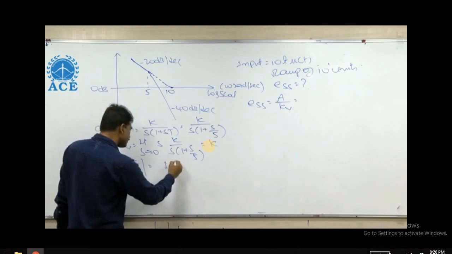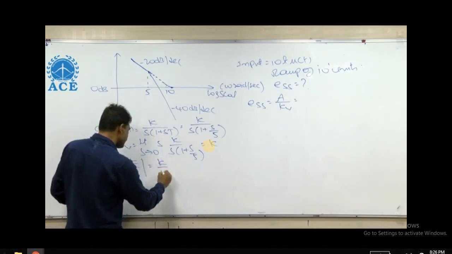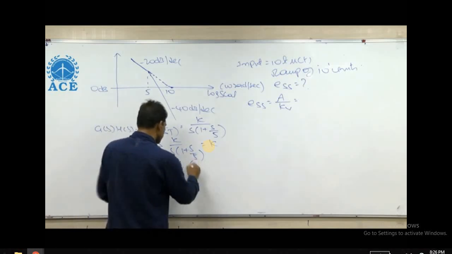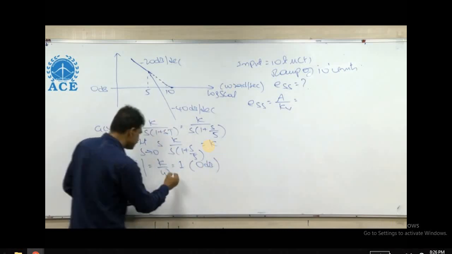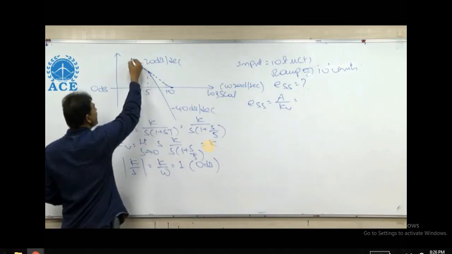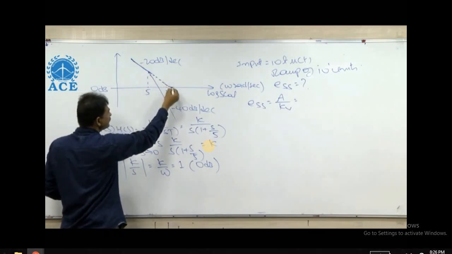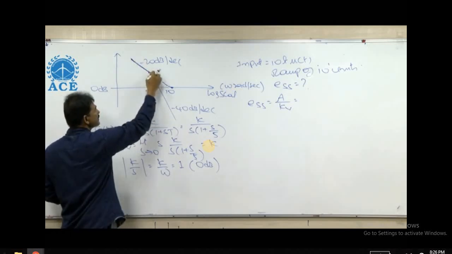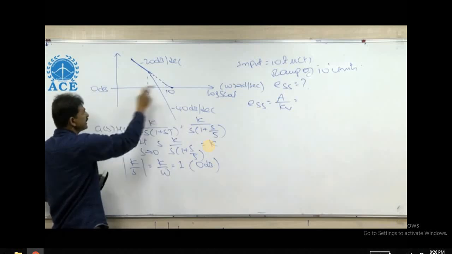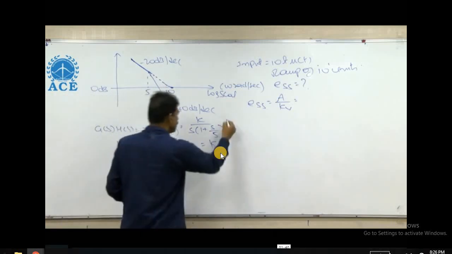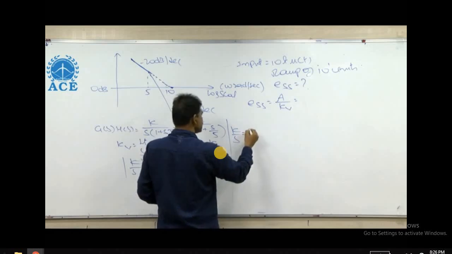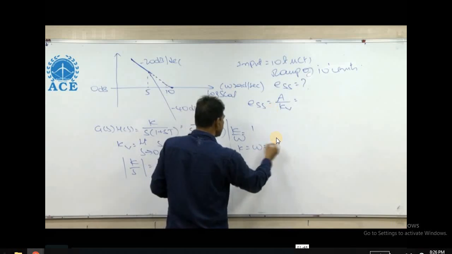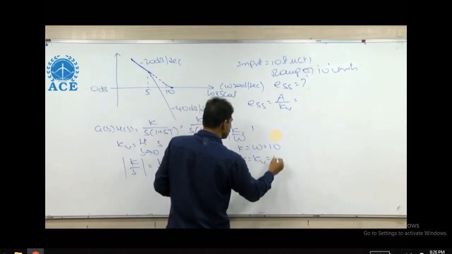0 dB means unity. K by S magnitude is K by omega. So this is at omega is equal to 10. The same line is extended; the initial characteristics are using K by S, and the K by S line is extended. Therefore, K by S magnitude is unity at omega is equal to 10. Therefore, K by omega is equal to 1, K is equal to omega, and omega is equal to 10. Therefore, K is equal to Kv is equal to 10.